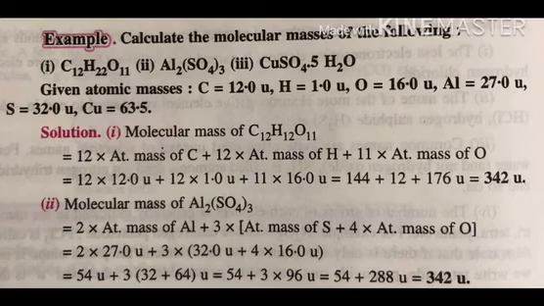Now second is aluminum sulfate. The formula is Al2(SO4)3. The molecular mass is equal to 2 multiplied by the atomic mass of aluminum, plus 3 multiplied by the atomic mass of sulfur, plus 12 multiplied by the atomic mass of oxygen. If you calculate this, you get 342 U.